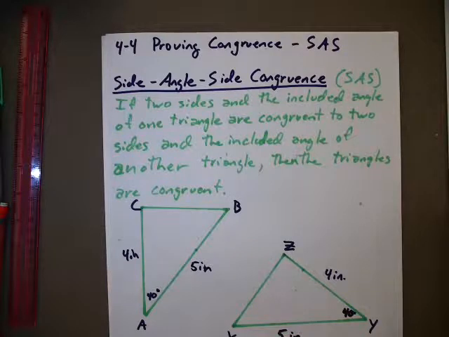Today we're going to continue talking about proving triangles are congruent to each other. Today we're going to talk about what's referred to as side angle side congruence, or abbreviated, SAS.